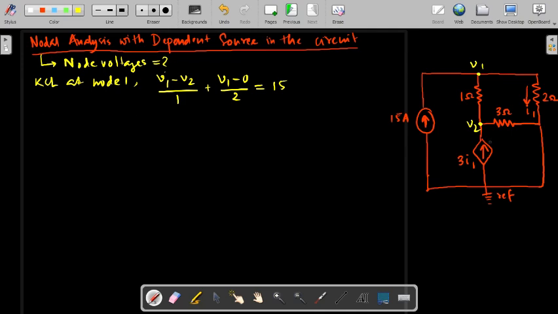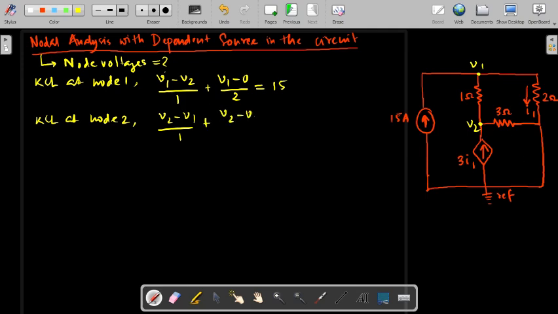And then I will go for applying KCL at node 2. The current flowing through this 1 ohm resistance is V2 minus V1 by 1, and the current through this 3 ohm resistance is V2 minus 0 by 3.